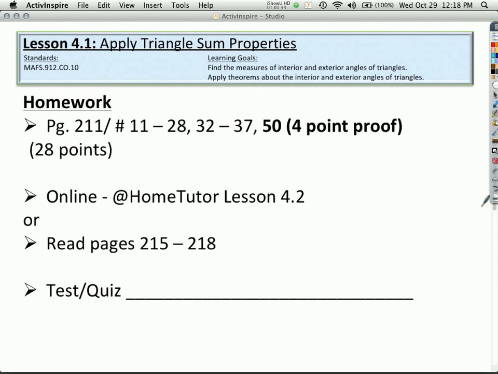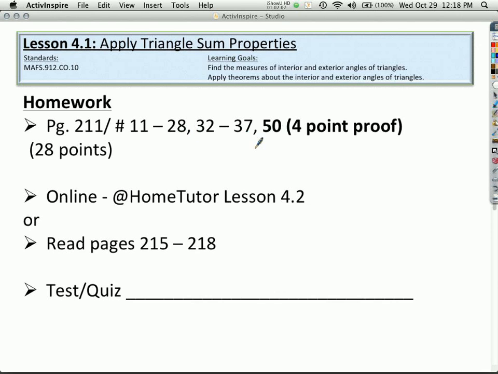And so your homework is on page 211. You're going to do numbers 11 through 28, 32 to 37, and number 50. But I'm changing something. Instead of saying 28 questions, I'm now referring to it as points. I think this makes a little more sense because every question is going to be 1 point unless I tell you otherwise. So all of these questions are 1 point. All of these are 1 point.